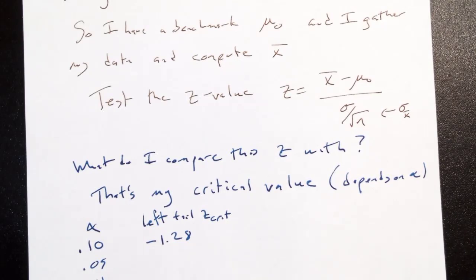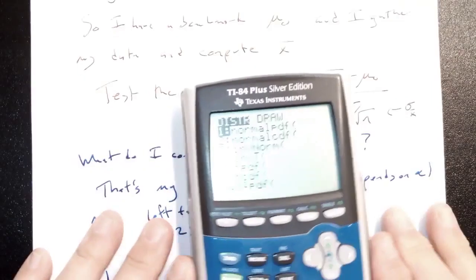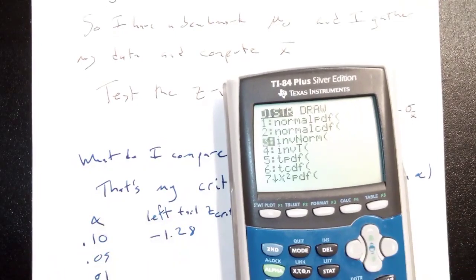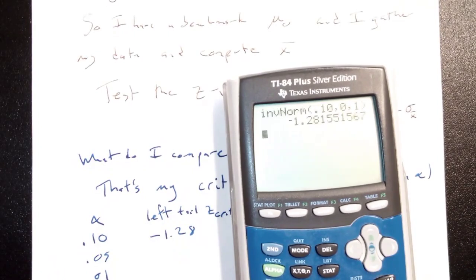I can go to my graphing calculator the same way, because there's a normal inverse in the graphing calculators. Under the distribution menu, there's the inverse normal. 0.1 gives negative 1.28. The textbook actually wrote negative 1.282 because it rounded that off. I don't care. If you use the table and you write 1.28, I'm perfectly fine with that.